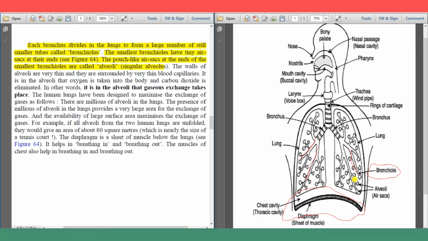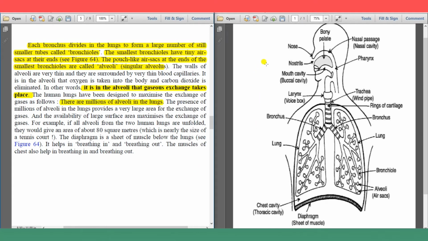And these alveoli are surrounded by lots of blood capillaries. Each and every alveolus or air sac is surrounded by thin blood capillaries. You can see here the alveoli are surrounded by lots of thin blood capillaries. It is in the alveoli that the gaseous exchange takes place. That means the exchange of oxygen and carbon dioxide takes place in these alveoli or air sacs. There are millions of tiny alveoli present in our lungs.